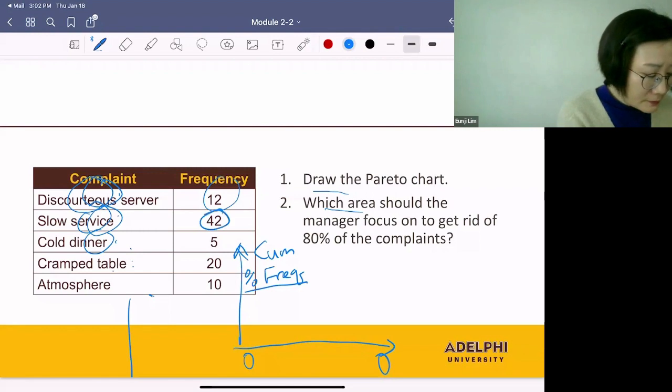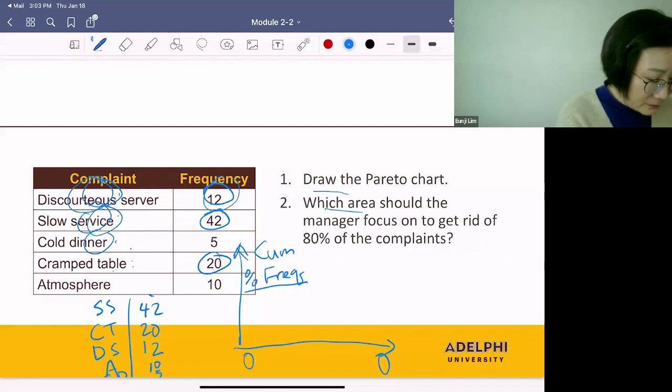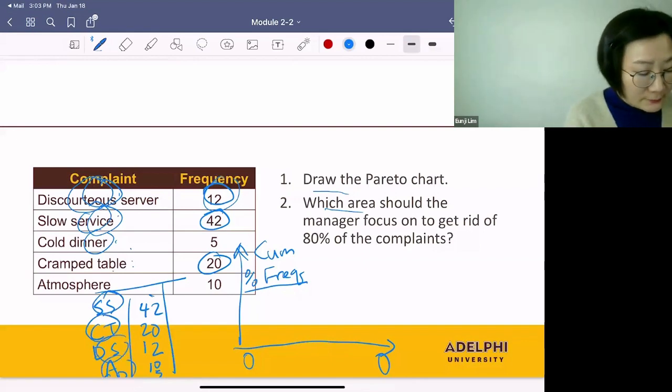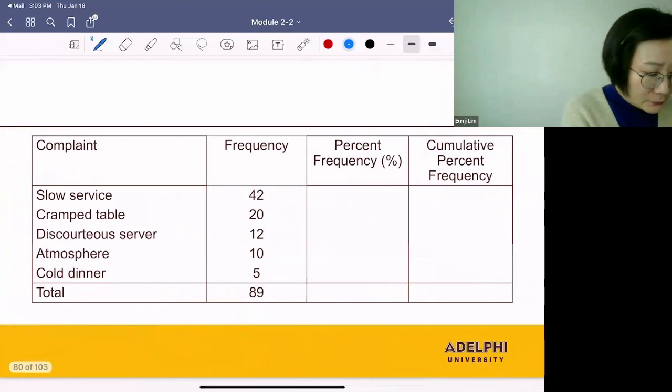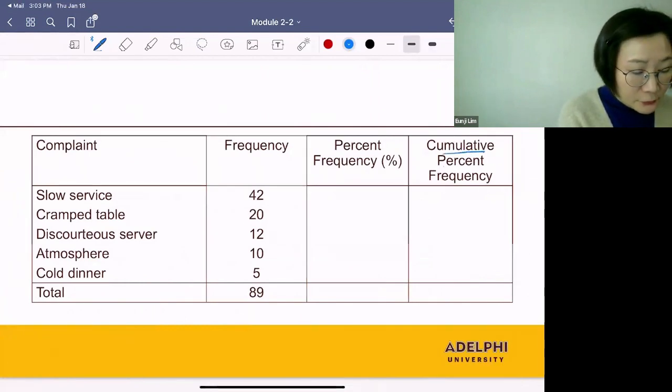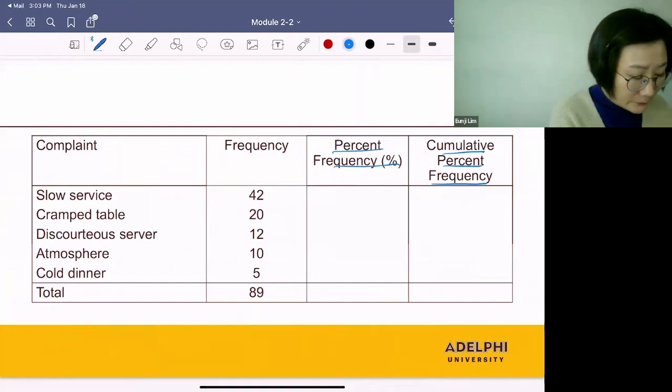The highest frequency is slow service, 42. Next, cramped tables, 20. Next, discourteous server, 12. Atmosphere, 10. And cold dinner, 5. So this is the frequency. And for each of these areas, I want to compute the cumulative percent frequency. So I put them in order. And to find the cumulative percent frequency, let's first compute the percent frequency.